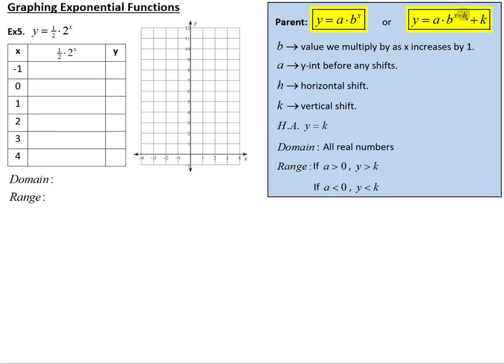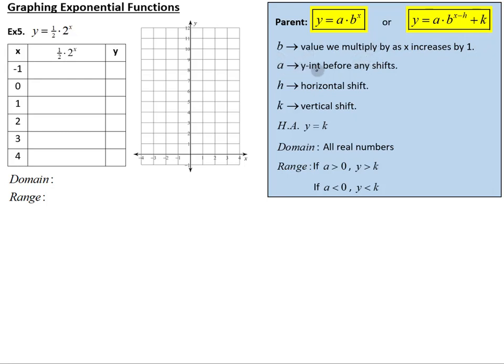So here, h is up with x. That's where our function is, up there in the exponent. And k, our vertical shift, is after the fact. So here, b is the value that we're going to multiply our previous y by every time we go 1 to the right. So that'll make more sense as we do examples.